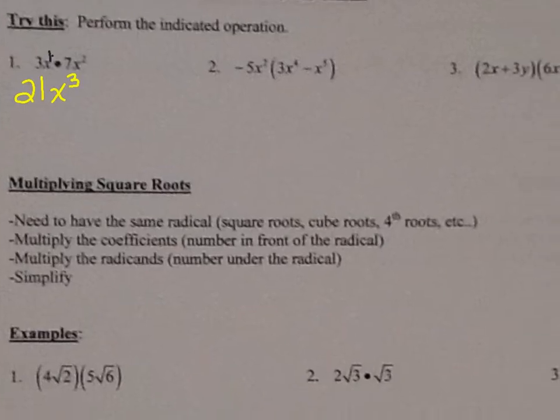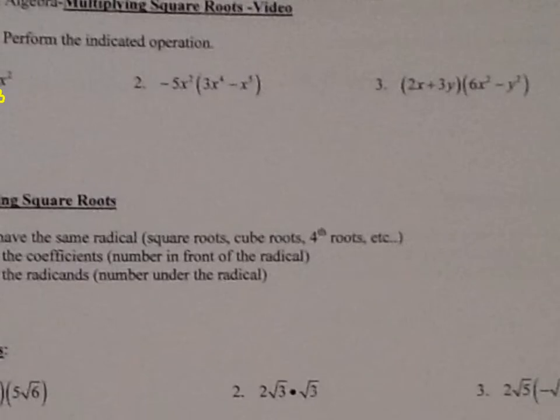All right, number two, we are distributing. Same thing. When we multiply the coefficients, when we multiply same base, you add the exponents. So we have negative 5 times 3 is negative 15. X to the second times x to the fourth is x to the sixth. Remember, add the exponents when we multiply. Remember, when you have an x and there's nothing written in front of it, no number, it's really a 1. So it's negative 5 times negative 1 is positive 5. And x to the second times x to the fifth is x to the seventh.